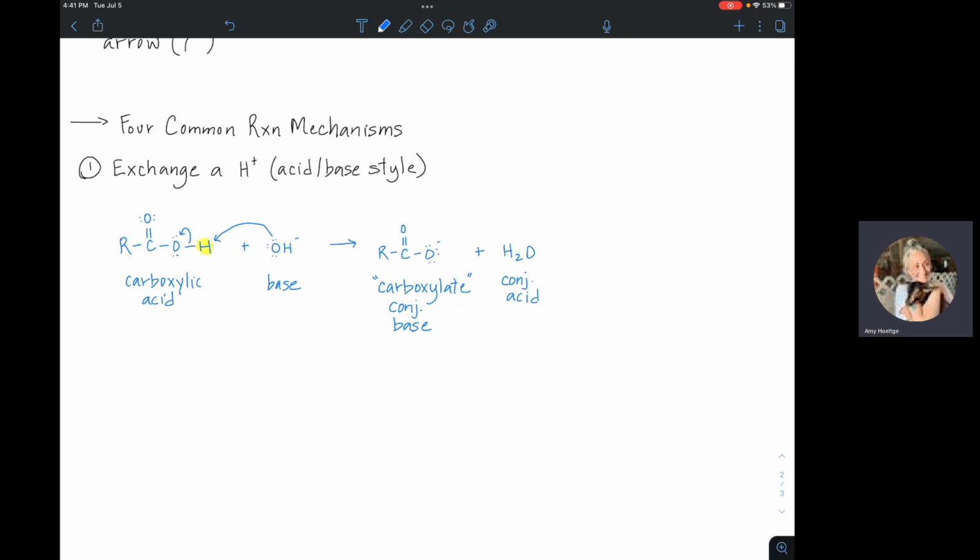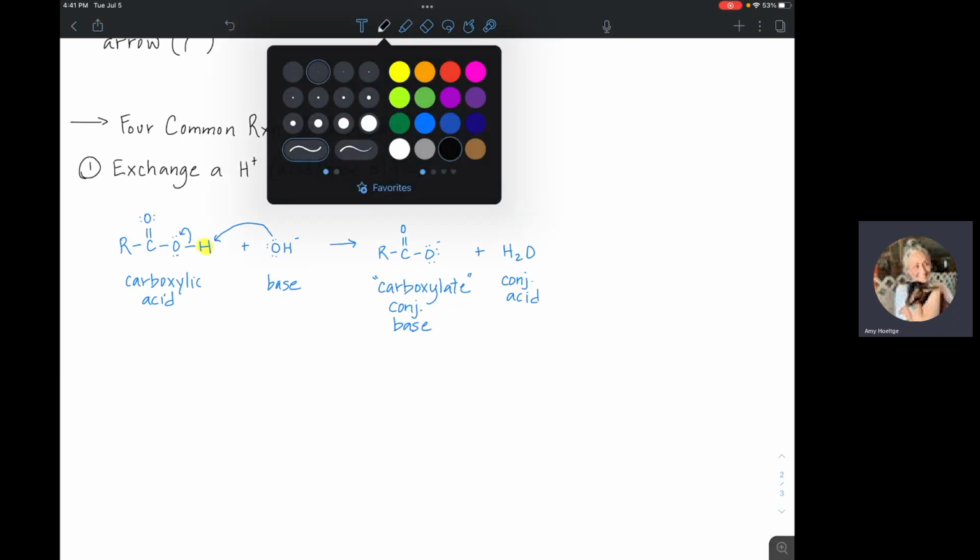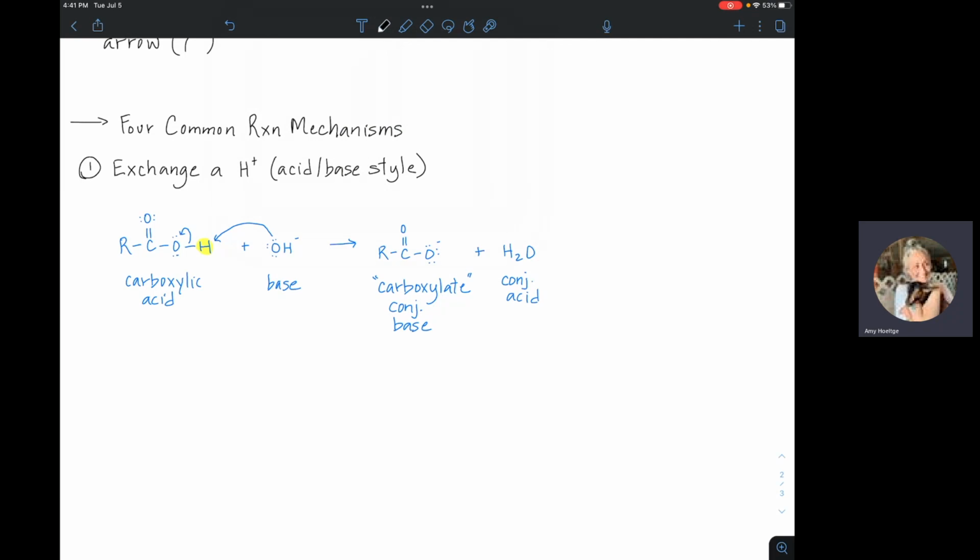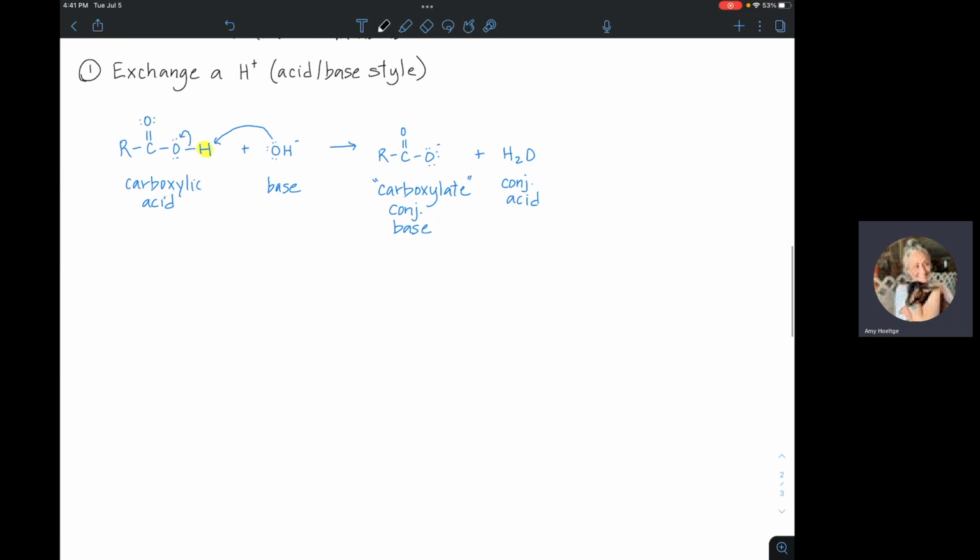So we're exchanging a proton, acid-base style. You can also exchange a proton and then you can follow that up by the addition of a new group. So I'm going to just pull that out as a separate reaction. So we can do a proton transfer.